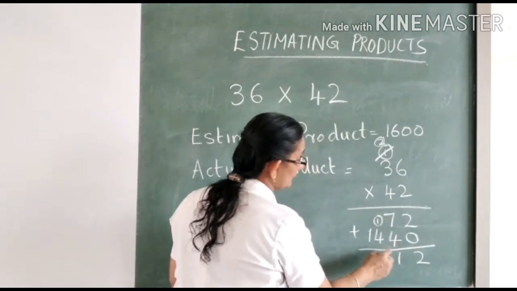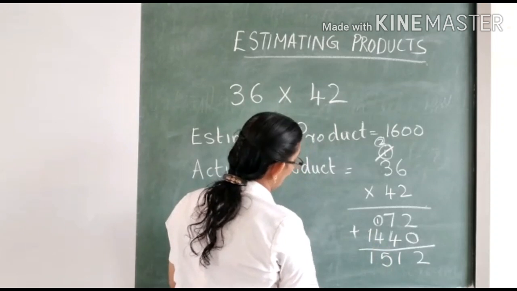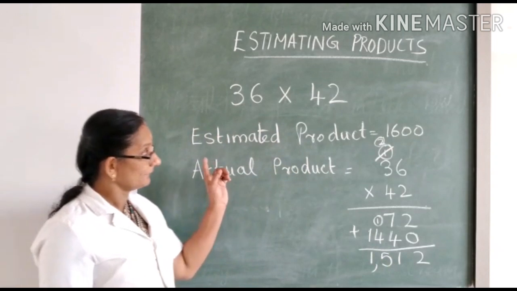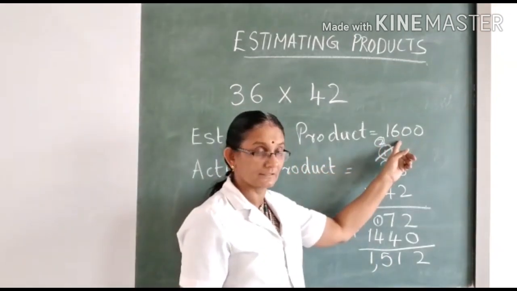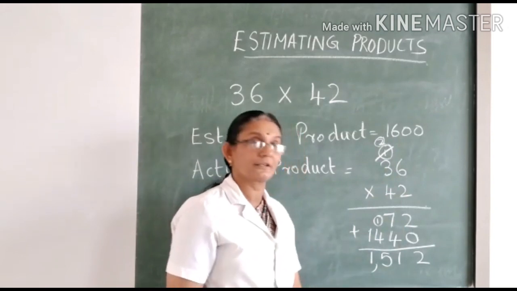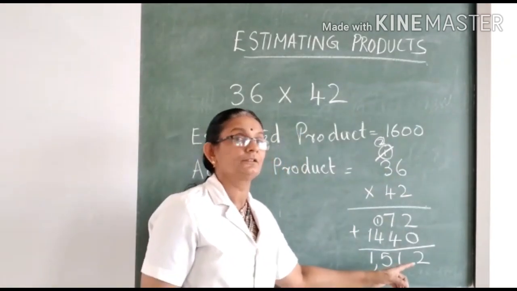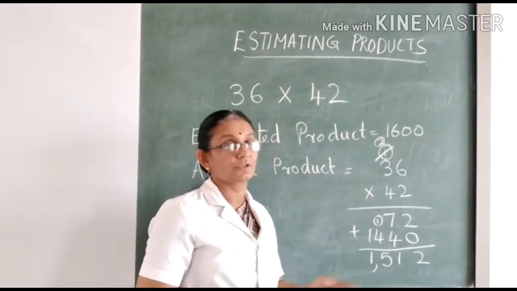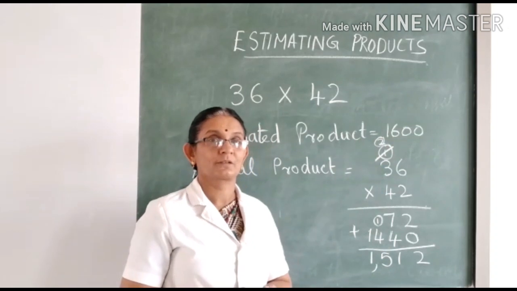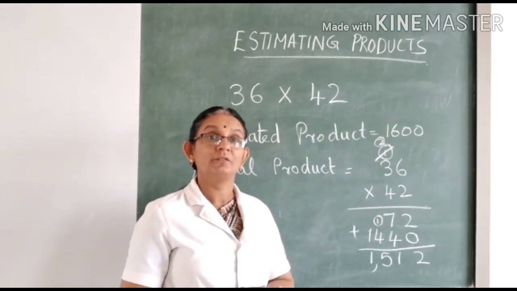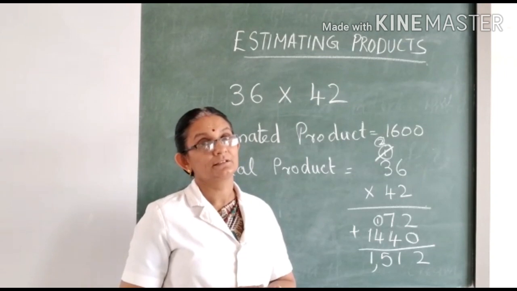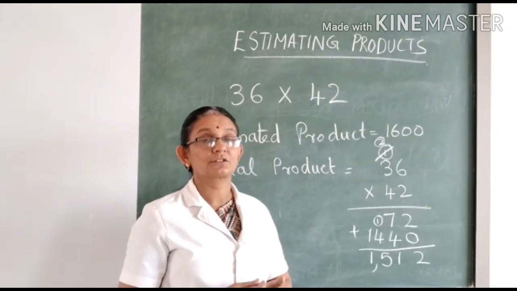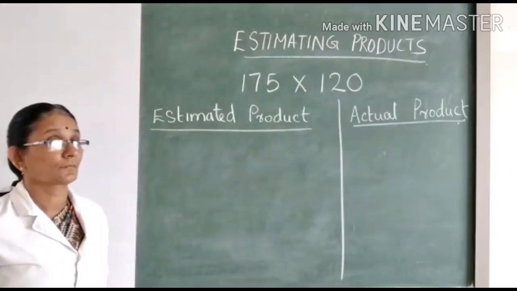And 1 plus 4 is equal to 5. And you have the answer as 1512. Now children, you can see the estimated product is 1600 and the actual product is 1512. So we can see that the estimated product and the actual product are almost the same. So estimation of products will help us a lot to calculate the product of numbers or to calculate the expenditure or whatever it is. Okay?